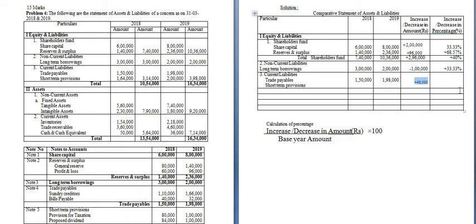Now find out the percentage. 48,000 divided by 1,50,000 into 100 is equal to 32 percentage. As the amount is increased, we will write a plus sign, 32 percentage. Now the next one is short-term provisions.